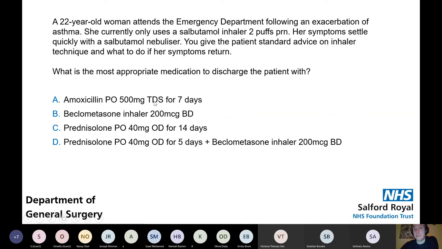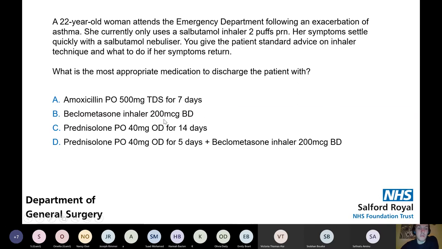What you could be doing, if infection is contributing to this exacerbation, is treat that for a few days, and this problem could well come back in future. So A is not going to be the right answer. C is going to help with the symptoms now.